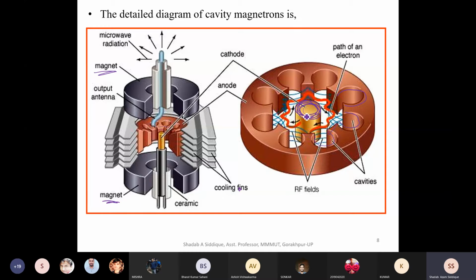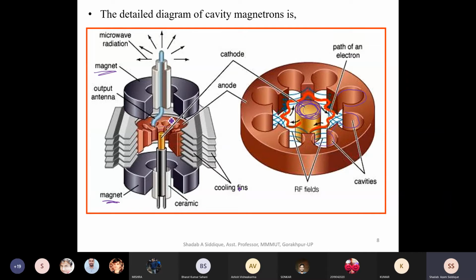When we apply the voltage, the electrons will come out from the cathode and move towards the cavities, and a few electrons will come out and go to the anode side after the cavity. But they do not go straight; they bend because of the magnetic field present from the magnet.